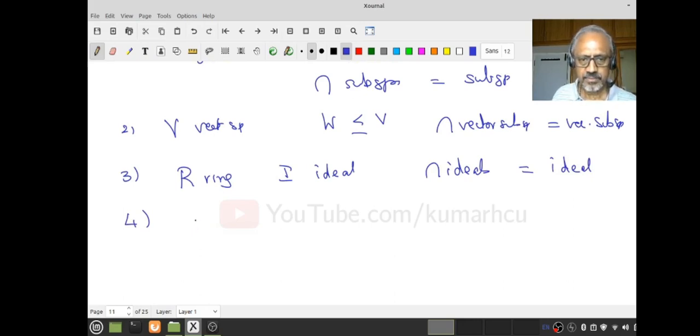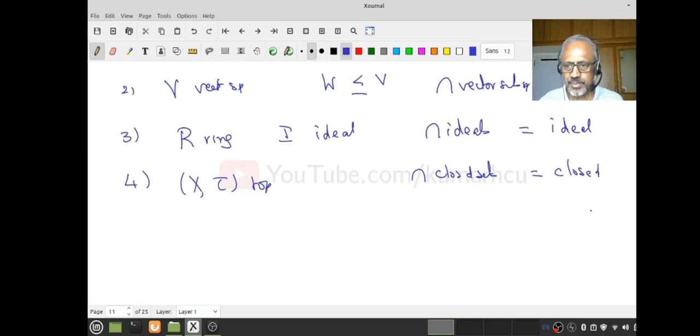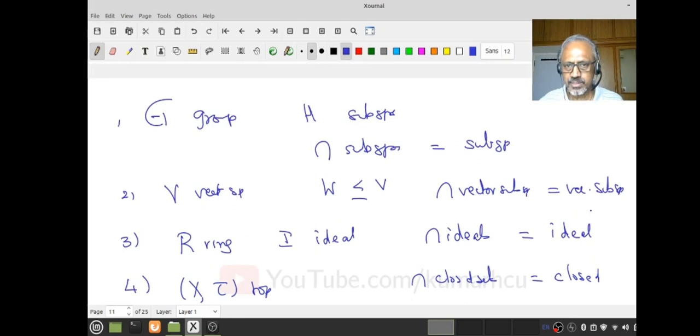Let's not forget it. I have to stick to this. Let (X, tau) be a topological space. Then what did I say? Intersection of closed sets is again closed, right? So whenever such a thing happens, just think abstractly.